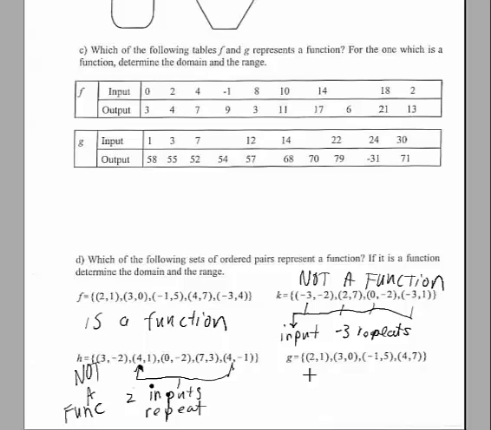What about G? Inputs 2, 3, negative 1, and 4. None of them repeat, so G is a function.